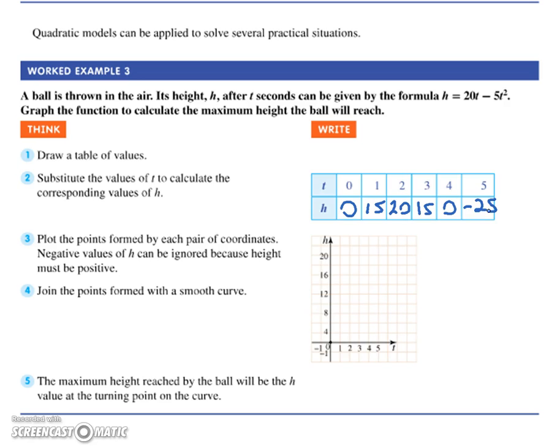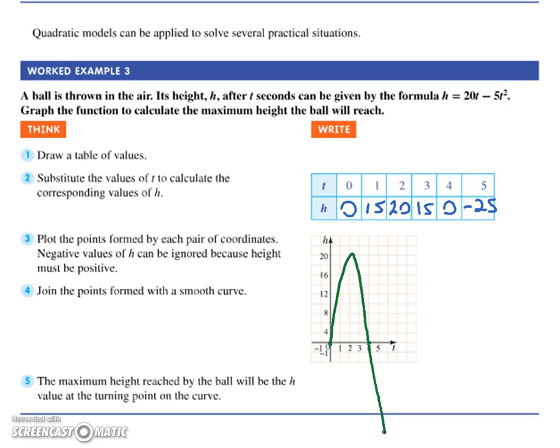So we've now got our points. We now need to plot them. Our first one is 0, 0. Very handy. Next one is 1, 15, which is about there. Next one is 2, 20, which is there. 3, 15, 4, 0, and 5, minus 25, which will be down here somewhere. That was terrible. And off it goes down into the distance. Is everyone happy with that?